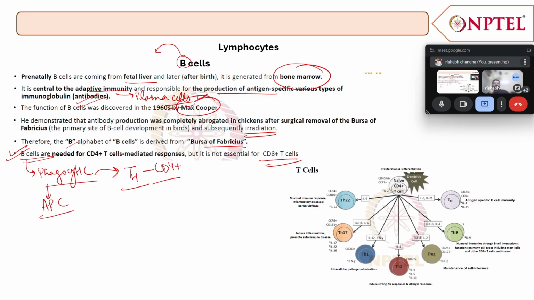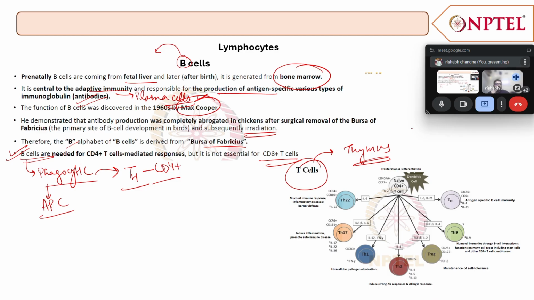Now we have a second subset, that is the T cells. These T cells mature and differentiate in thymus. That's why they are T lymphocytes. These T lymphocytes are basically very varying in nature. So we have Th22.